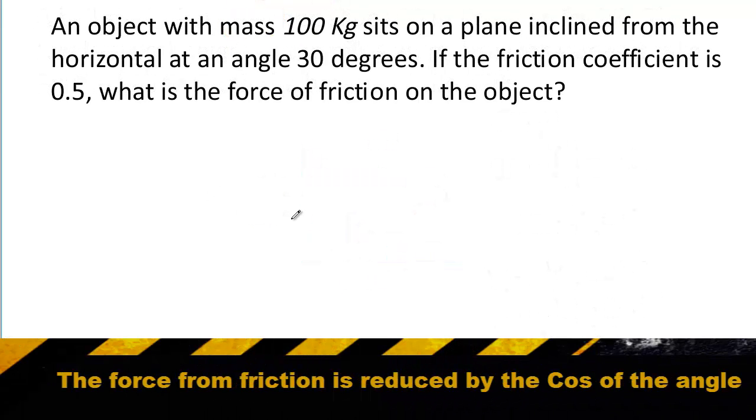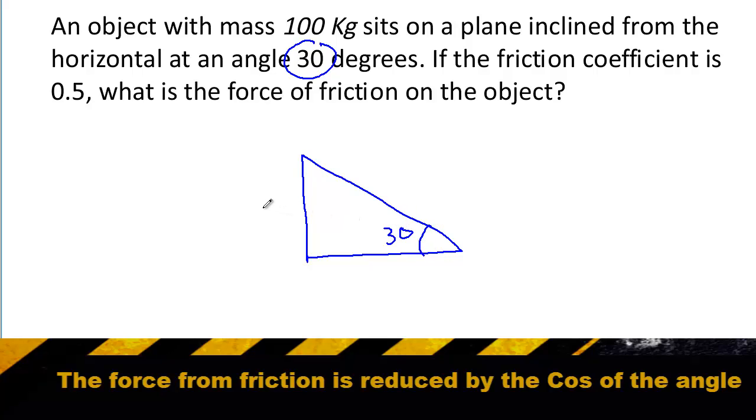Let's try one more. This time we don't have information about the length of the sides, but we do know we have a 30-degree angle, which means we're dealing with a 30, 60, 90 triangle. So right away I should fill in the ratio of my sides. I know my shortest side opposite the 30 is going to be x. My hypotenuse is 2x, and my medium side is going to be x root 3.